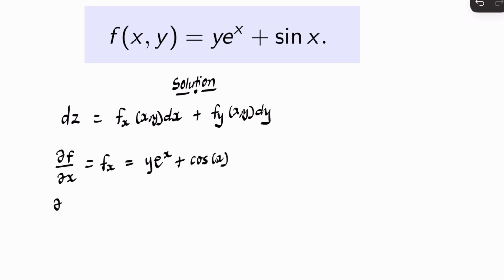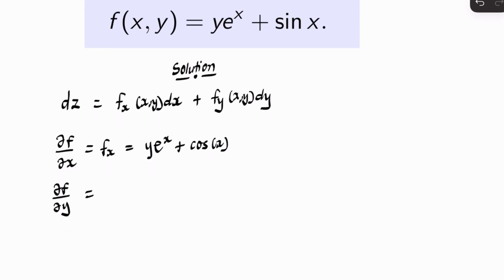Then let's compute partial of f with respect to y. Thus, we need to differentiate this with respect to y. So we are going to treat all x as constants. Here, this term will go to 0 since this is a function of x alone. So we just have to differentiate y e to the x. When you differentiate y with respect to y, you're going to have 1. So that will be 1 times e to the x, which will be e to the x. And so partial of f with respect to y will just be e to the x.